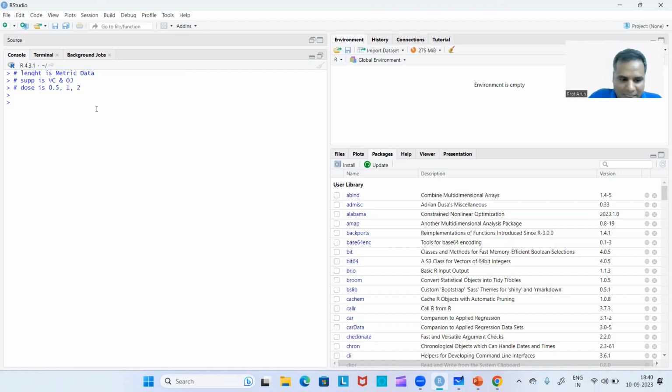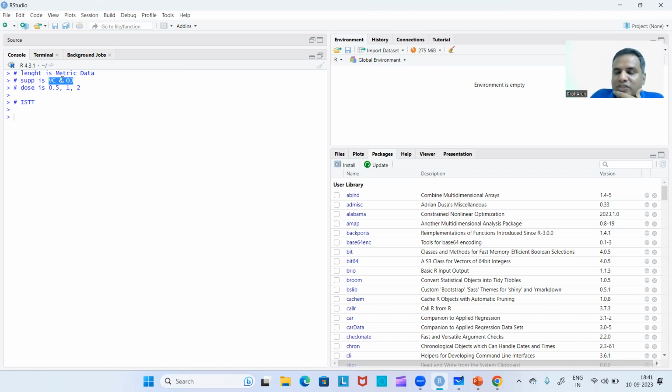अच्छा, अब मैं क्या यूज करने वाला हूं? ऑल ऑफ यू जस्ट पे अटेंशन, इंडिपेंडेंट सैंपल टी टेस्ट. आई एम गोइंग टू यूज इंडिपेंडेंट सैंपल टी टेस्ट. सी, इंडिपेंडेंट सैंपल टी टेस्ट कब लगता है? अब मुझे जानना है क्या ये VC और OJ, जब ये सप्लीमेंट गिनी पिग्स को दिया गया तो दोनों में से कौन सा ज्यादा इफेक्टिव है, जो गिनी पिग्स के टीथ के लेंथ को ज्यादा इंपैक्ट कर रहा है?